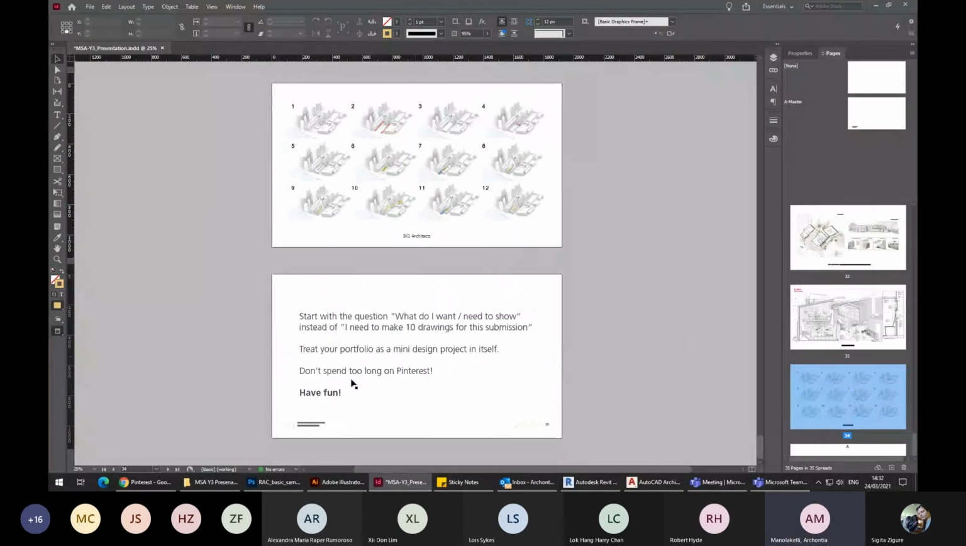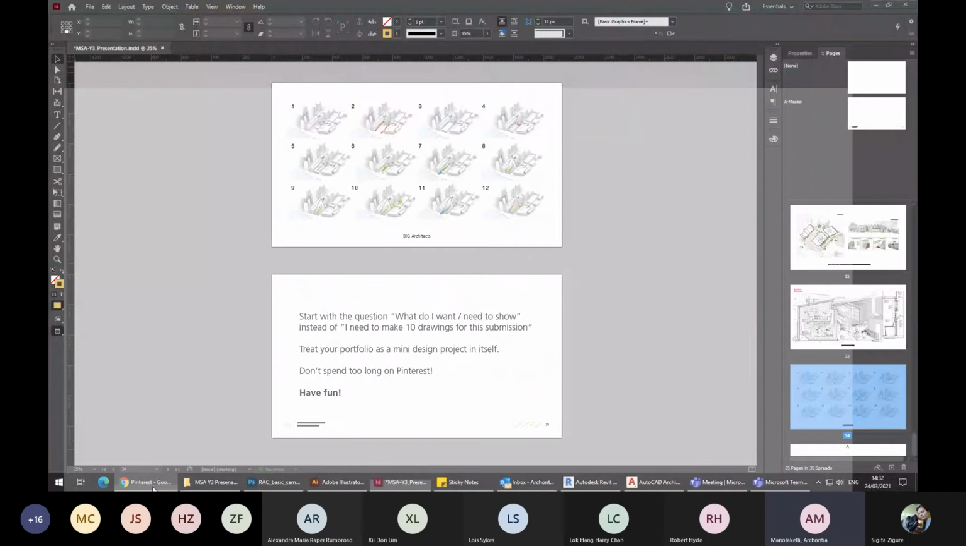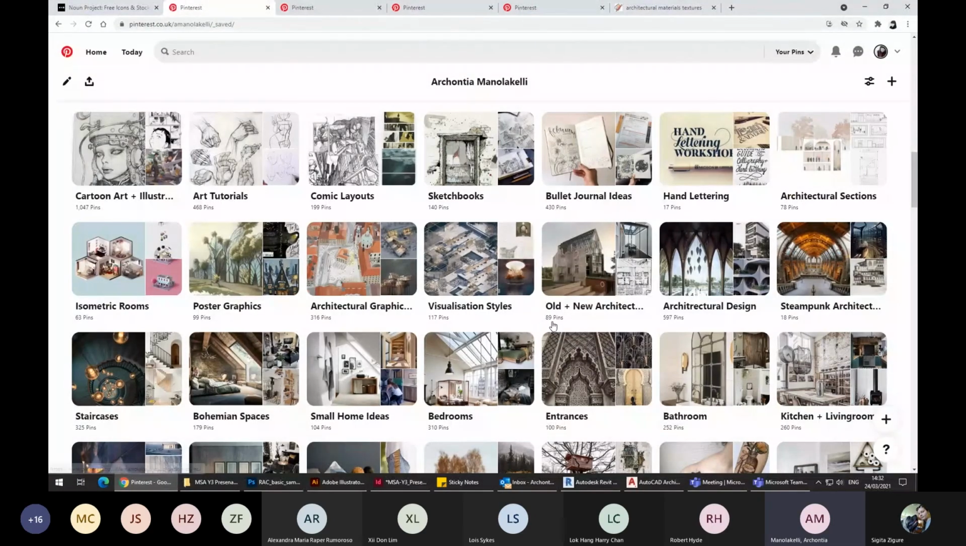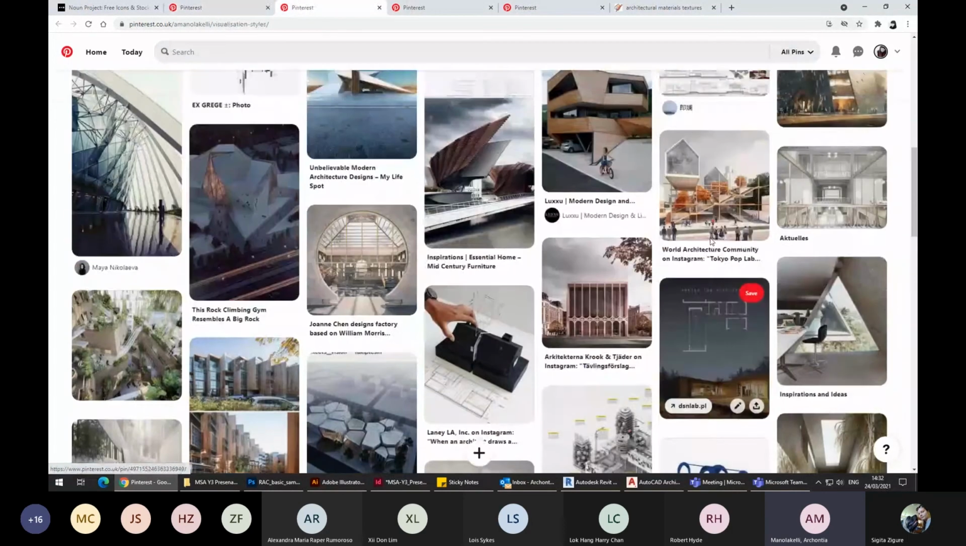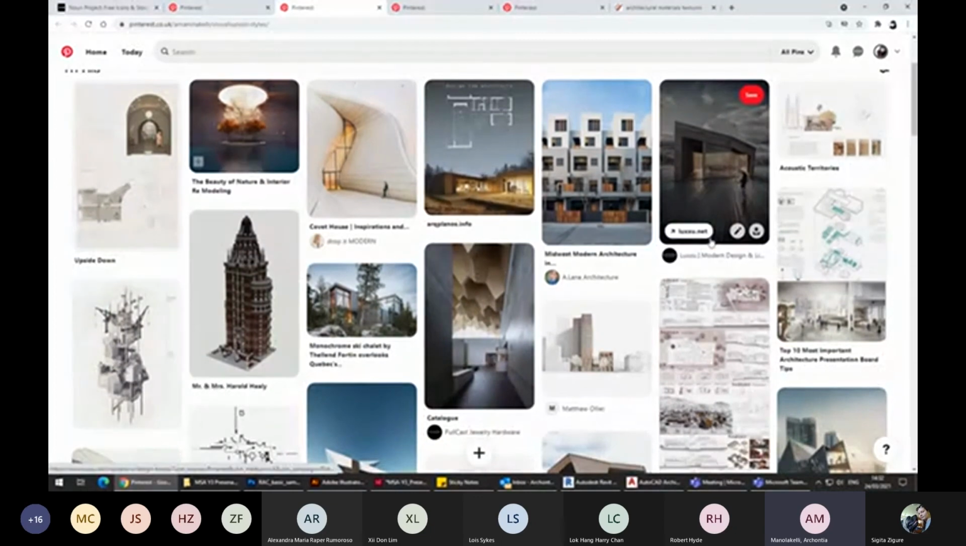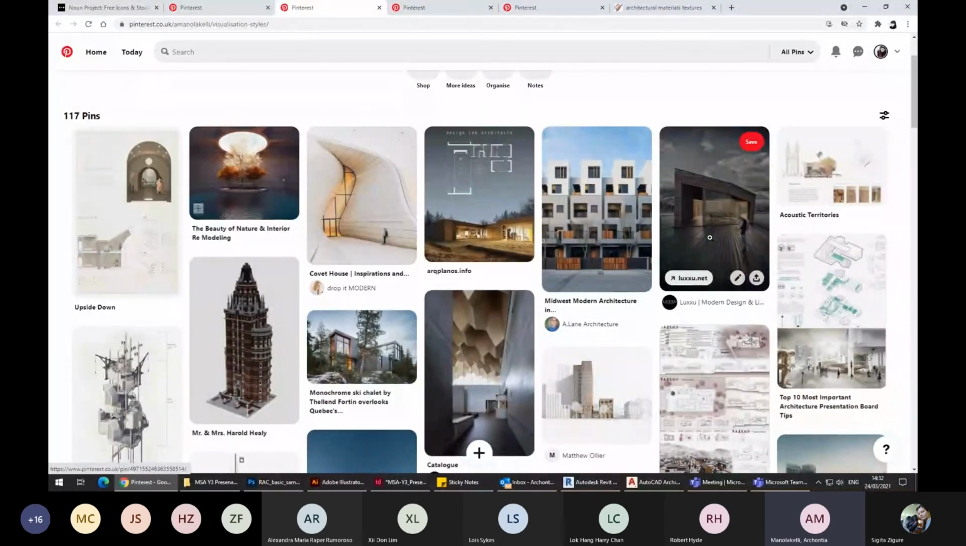After this, I wanted to show you a couple of things. I am an extensive user of Pinterest, as you can see. There are things that I tend to use quite a lot. I really like putting together some images and precedent images for the style that I want to follow.